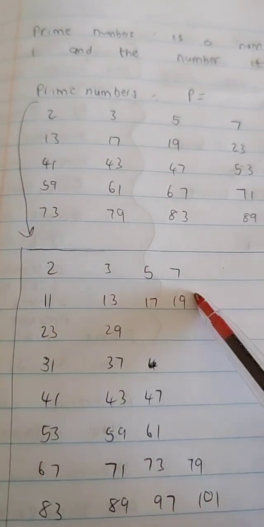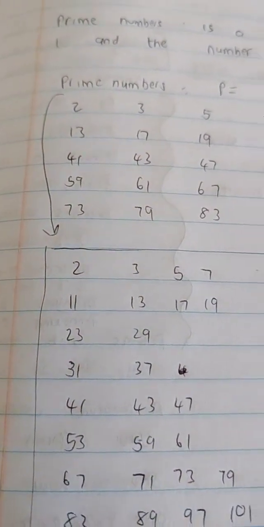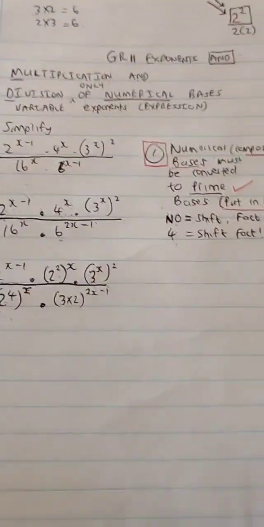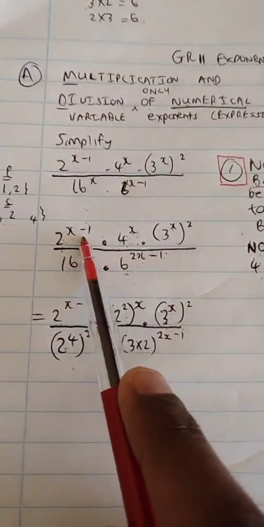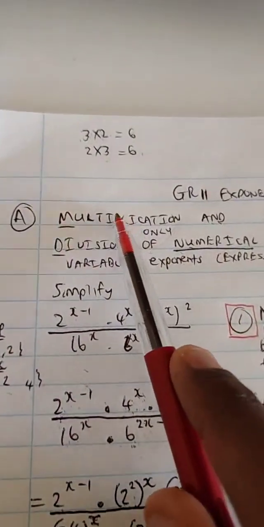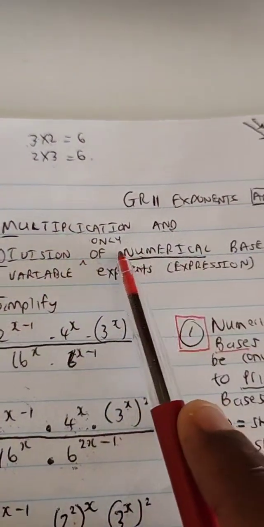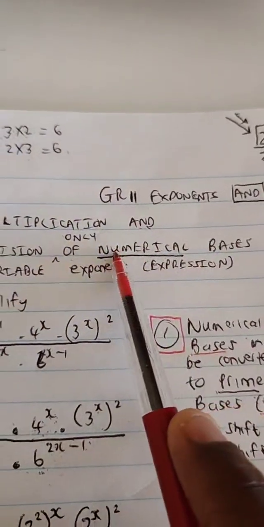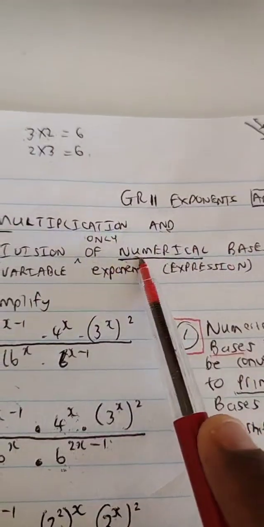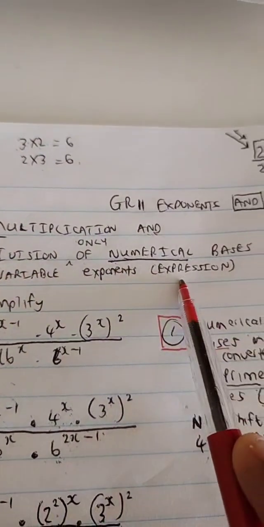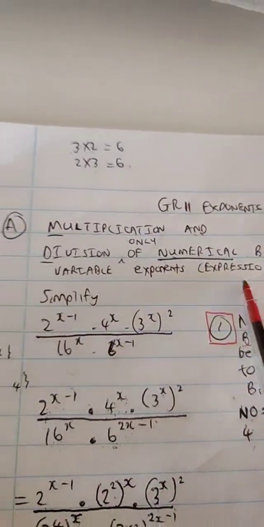So it's very important for us to know the difference between a composite number and a prime number. Let's move to grade 11 now. In our exponents, when we are dealing with multiplication and division of numerical, meaning number bases that are numbers with variables as your exponents or expressions.